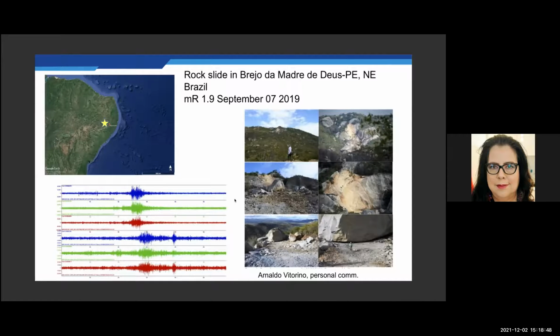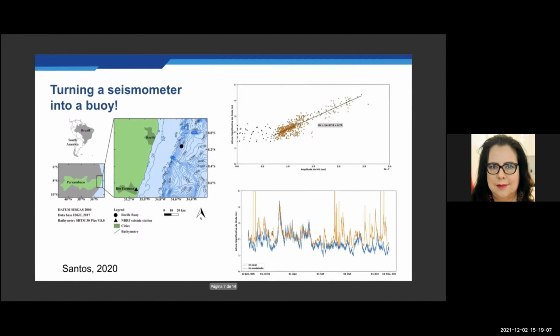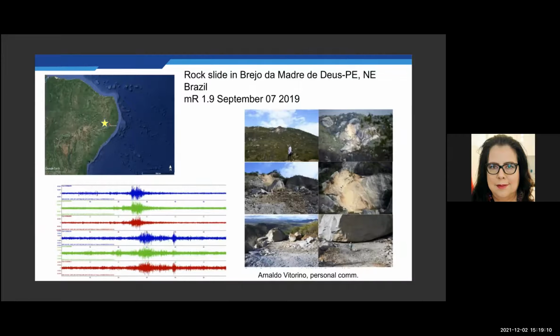Another one is, can we better assess these geohazards that we have in our place? I'll show you an example here of a seismic vibration that provoked an earthquake of magnitude nearly 2 in Northeast Brazil. It was a huge rock slide. So this rock here on the top left corner is represented here by this person. Yeah, it was a huge rock slide that came down from the top of the hill to the end, and it was picked up by the seismographic network.